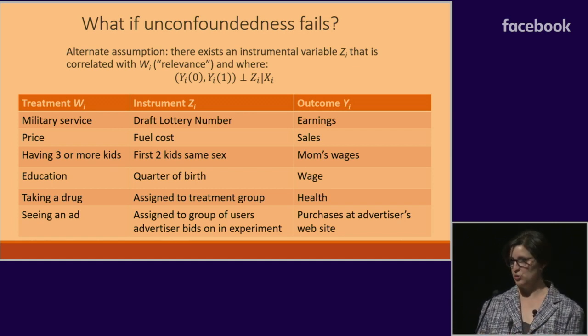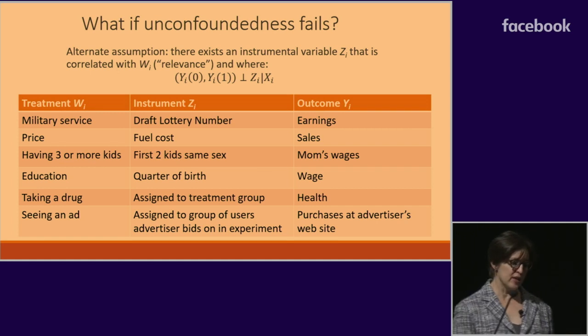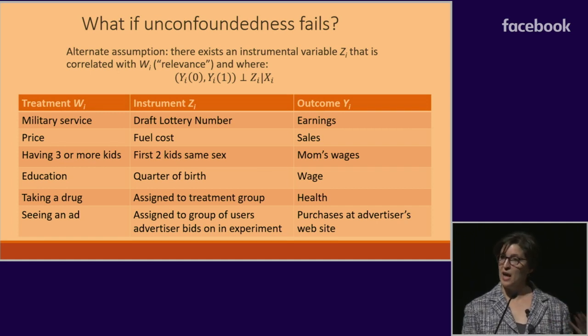And so having two children of the same sex is randomly assigned, at least before we start genetically screening our babies. So we can think about that as something that's orthogonal to your labor market outcomes. Things like your quarter of birth determine how many years of education you get, because if you're born right after a cutoff or right before a cutoff, that changes how much education you get, and so on.